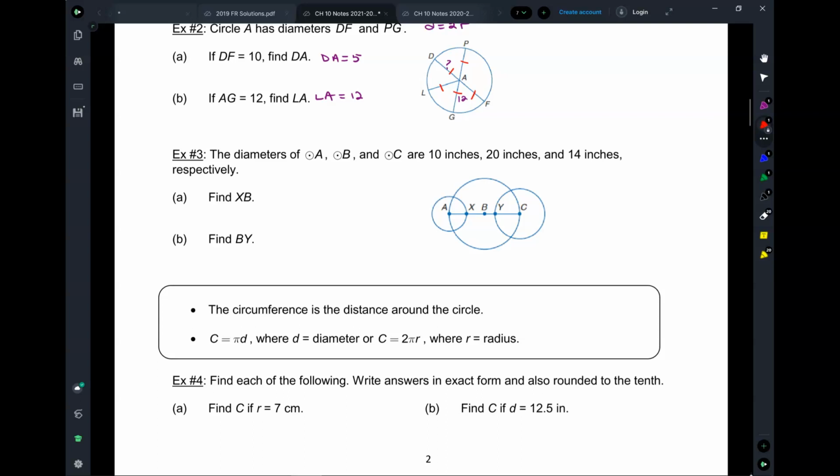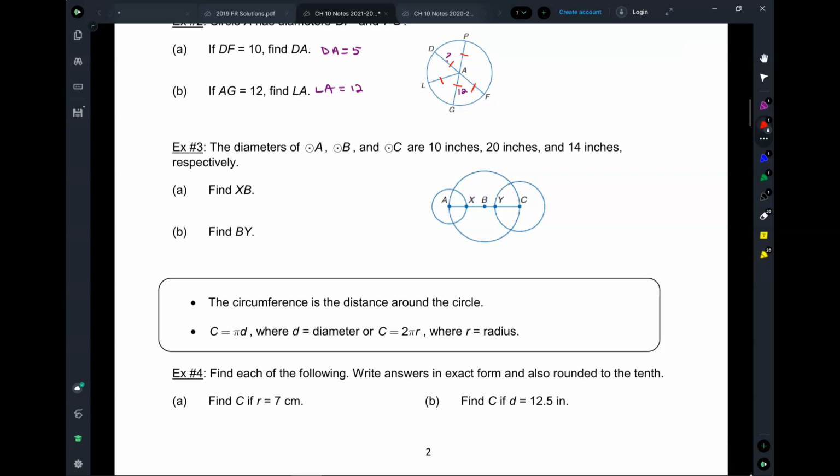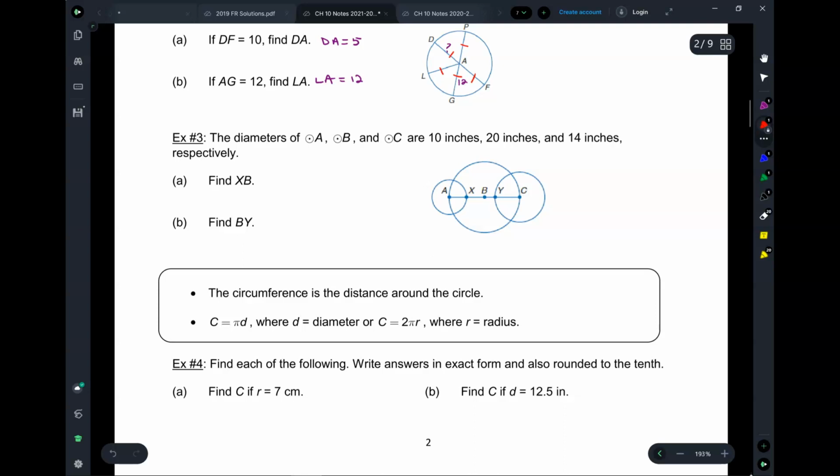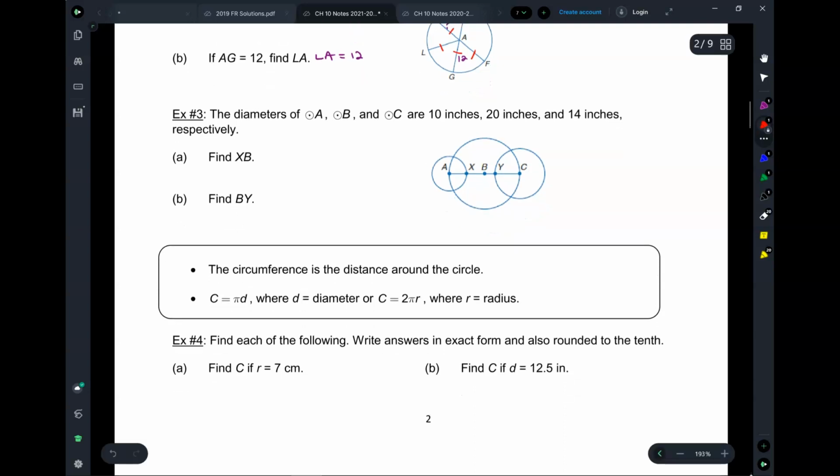I love these problems. Look at example 3. The diameters of circle A, circle B, and circle C are 10, 20, and 14 inches. So the diameter of circle A is 10 inches, so this is just 5. Sorry, I meant 10 inches, so this is 5.